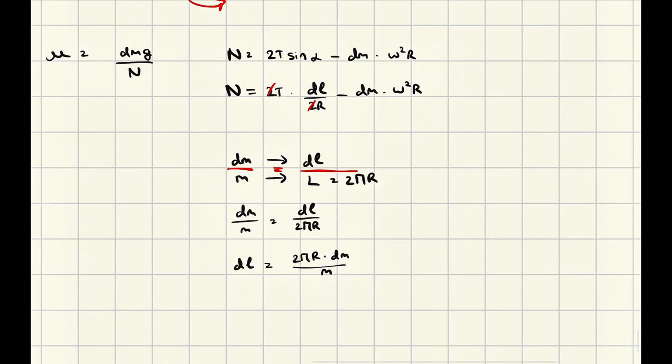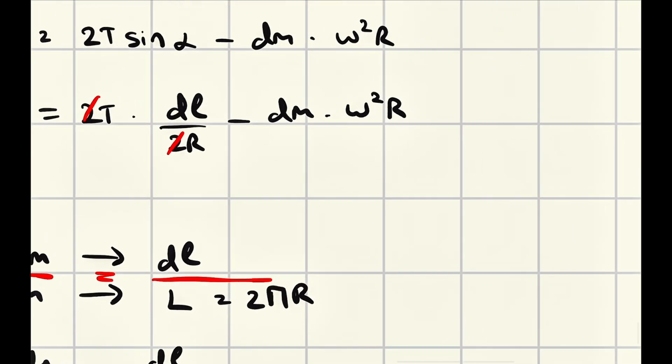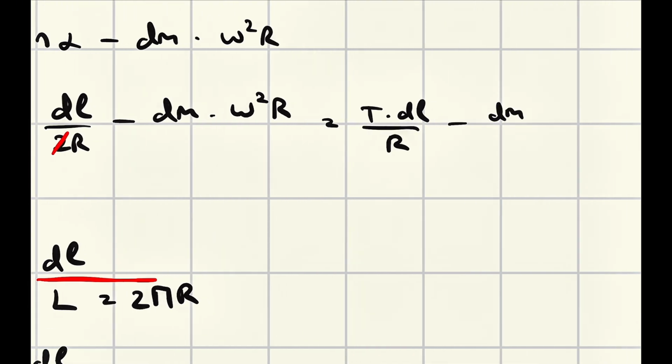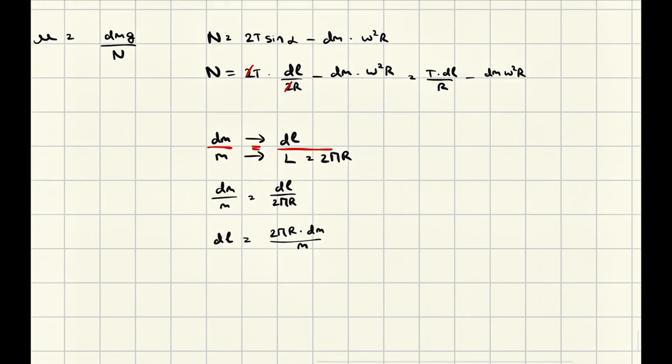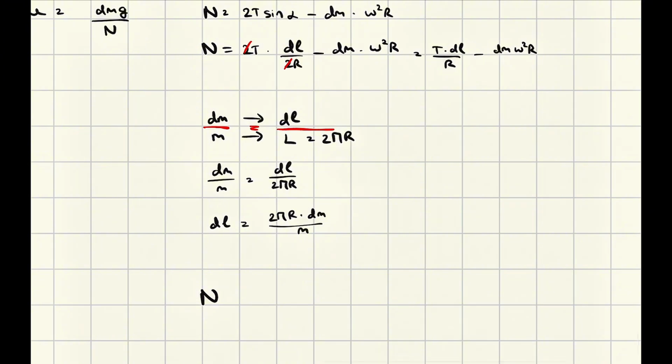Okay, let's try to put it here. At the top, we've got T dl divided by r minus dm omega squared r. Okay, but I know dl right now. I can put it in, and I will have something like this. So n equals what? T divided by r here. dl is my 2 pi r dm divided by m, minus dm omega squared r.